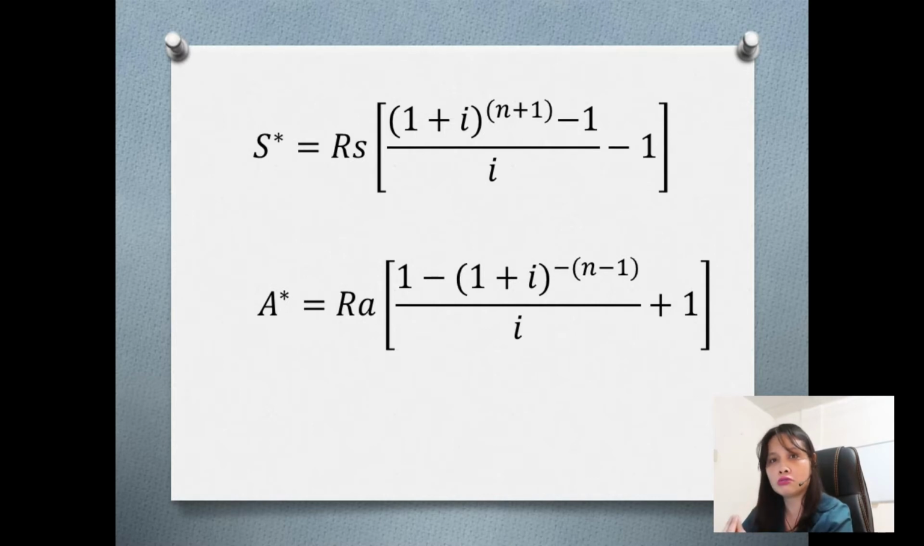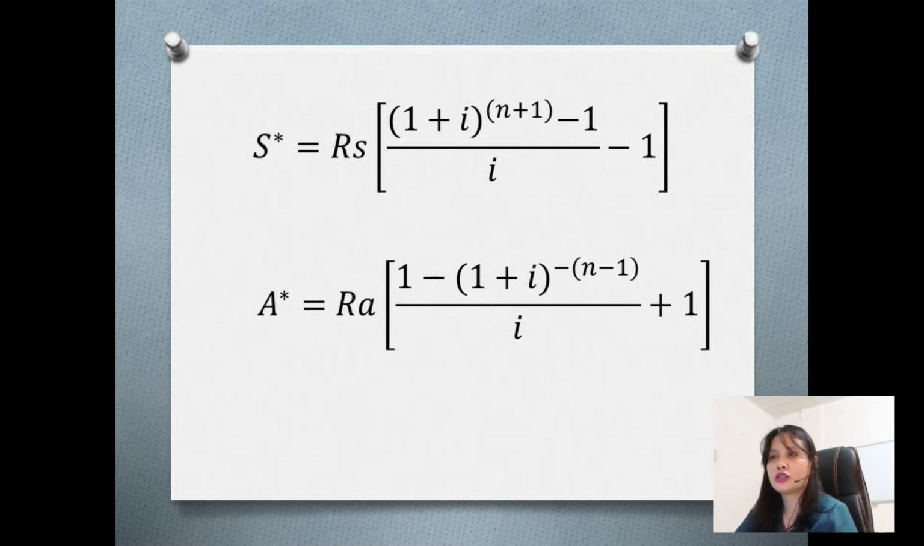Again, when we say annuity due, the first payment, or the money involved, is at the beginning of the interval. The first payment is done at the beginning of the first interval.